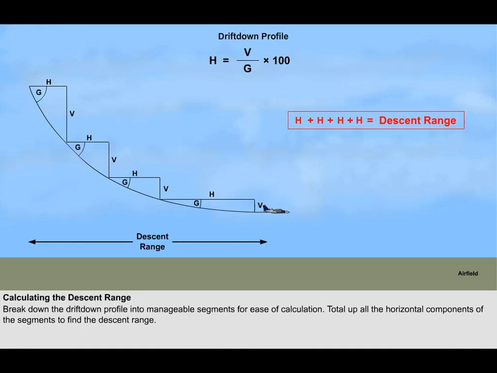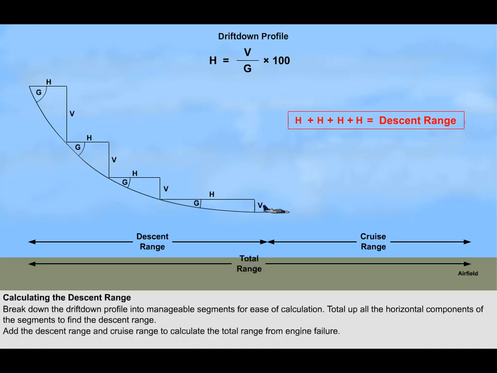After the descent range has been calculated, and the aeroplane is able to fly straight and level, the last remaining information that is needed is to find out the one-engine inoperative cruise range. Once this is known, it can be added to the descent range of the drift-down profile to give the total range of the aeroplane following engine failure. Therefore, at any point along the flight, there must be an airfield at which a landing can be made within the total range from engine failure.